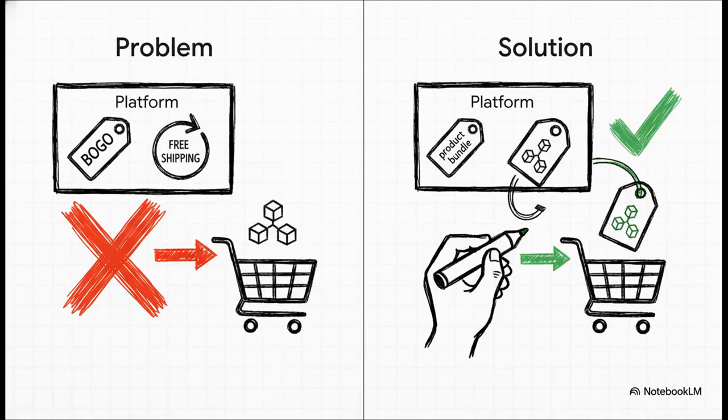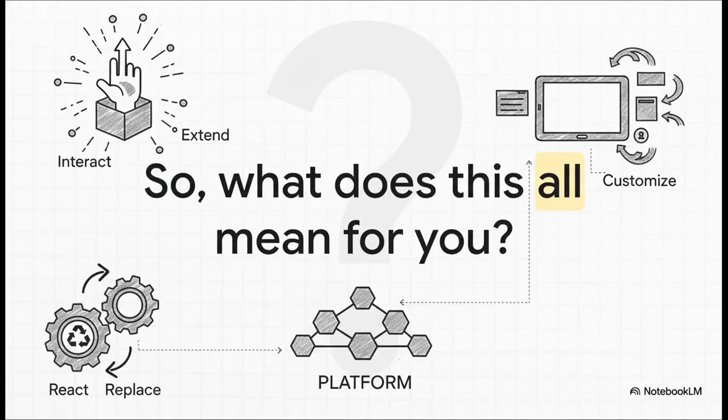Okay, so what's a great example of this? Imagine the platform has built-in coupons for stuff like buy one, get one free, or free shipping. But your business really needs a special coupon for product bundles, and that option, it just doesn't exist. With customization, you can use special hooks in the system to write your own code and define exactly how that bundle coupon should work. You're basically teaching the system a whole new trick. Interact, react, extend, replace, and customize. I know, that was a lot.